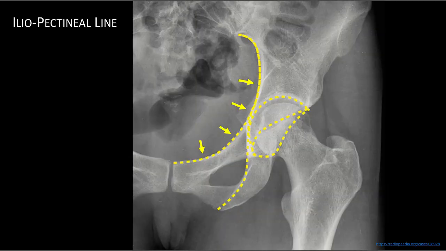The iliopectineal line identified by arrows is the portion of the pelvic rim from the sacroiliac joint along the medial border of the iliac wing to the superior border of the pubic bone to the symphysis pubis. Disruption of this line represents an anterior column fracture, which is a real specific name that you don't really need to know, but it's just referencing an acetabular fracture, obviously on the anterior side. This rim also can be displaced with a superior pubic ramus fracture.